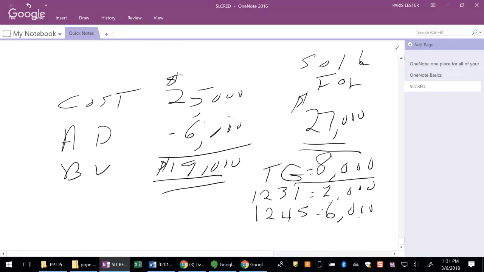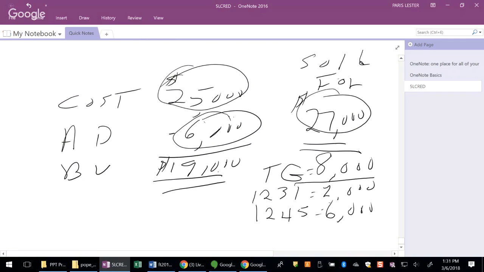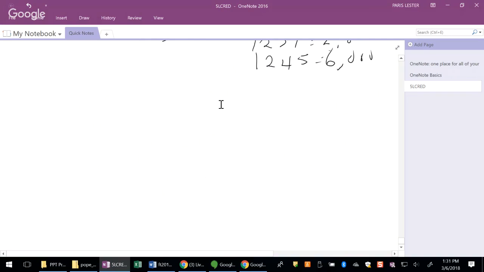So did anybody have the 2 and 6 as I have it? Did you have section 1231 of 2,000? That's the amount above the cost and what you got out of it. You recaptured all of the depreciation. All right.